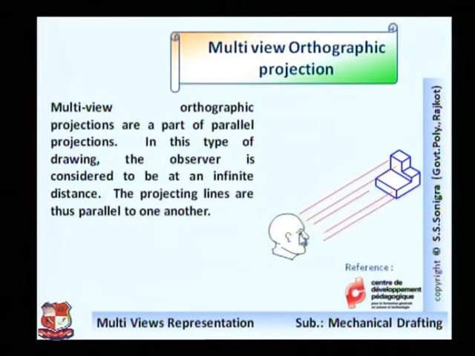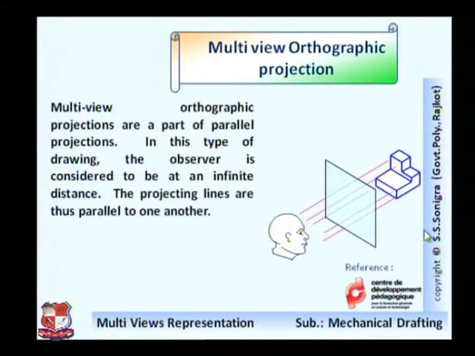Here is the eye. So from eye to these edges, inclined lines would be there. But in case of orthographic projection, we assume that the observer is looking from infinite distance, and all these projection lines are parallel to each other. Hence, theoretically, we are unable to visualize this surface. Practically, we will visualize this surface, but to draw the orthographic projection, we neglect this surface.